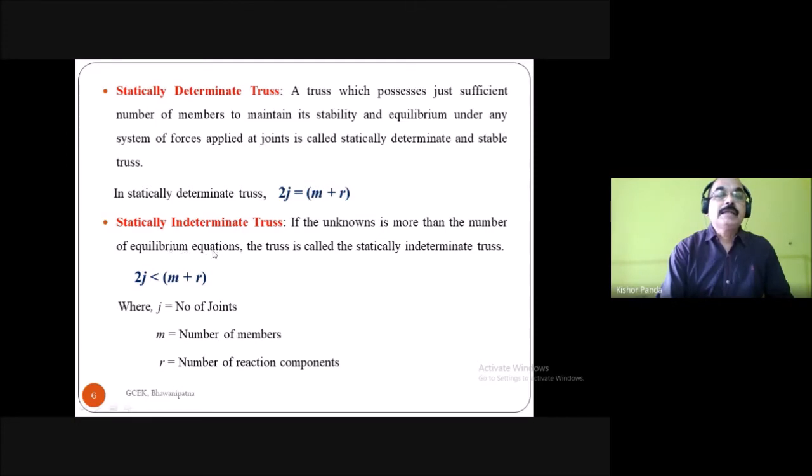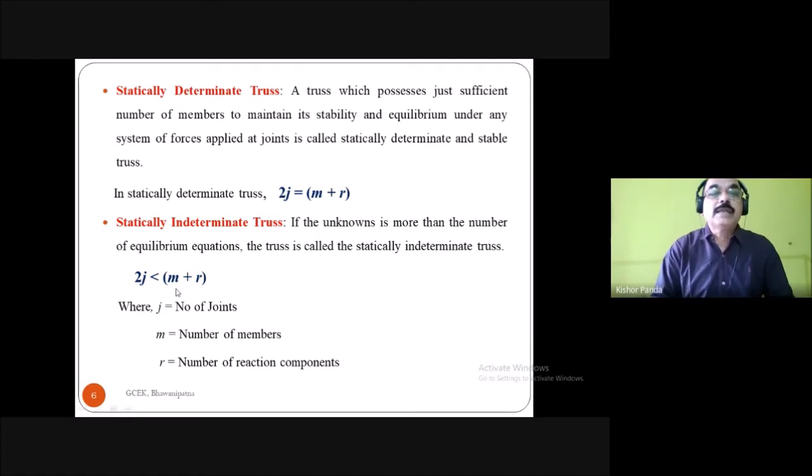Then what is a statically indeterminate truss? If the number of unknown forces is greater than the number of equilibrium equations, or the number of equilibrium equations is less than the number of unknown forces, then the truss is called a statically indeterminate truss.